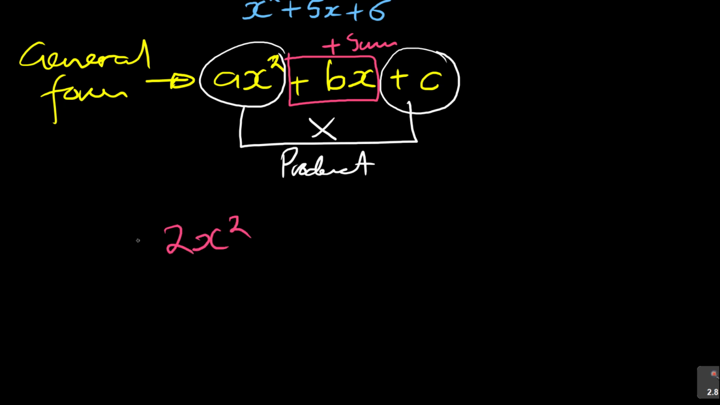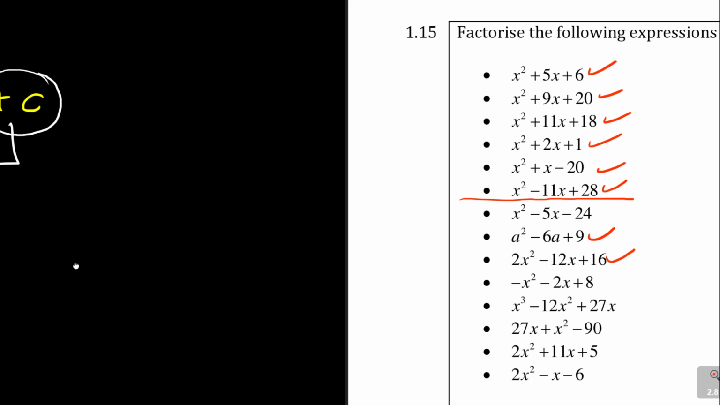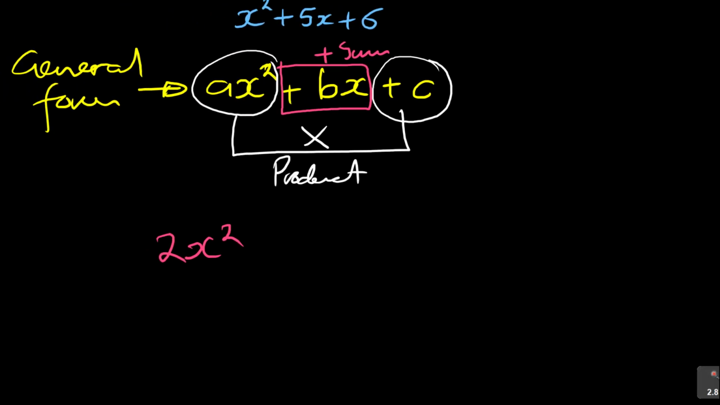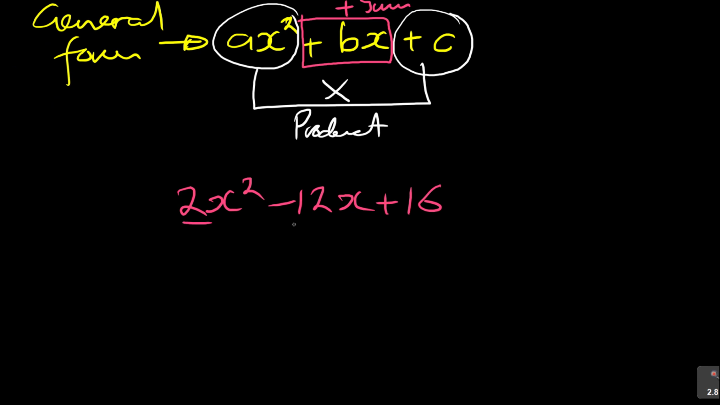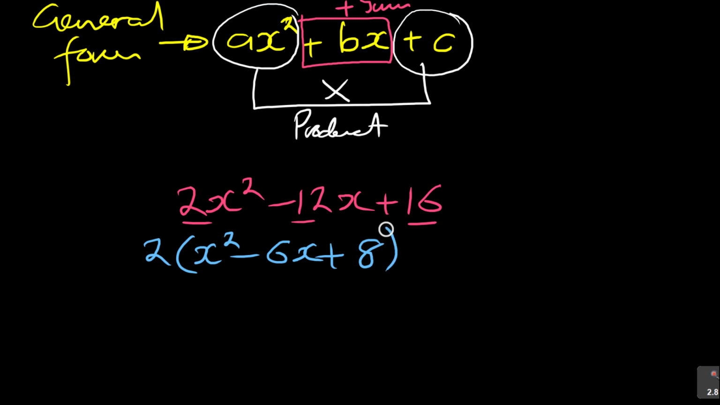2x squared. And then it's what? It's minus 12x plus 16. For now, don't panic. You just see that 2 is common. So you take out 2 first. Factorize that 2. If you cancel out the 2 here, x squared will remain. 2 into 12 is minus 6x, and then 2 into 16 is plus 8. You see, that is what they wanted. They were just confusing you there.